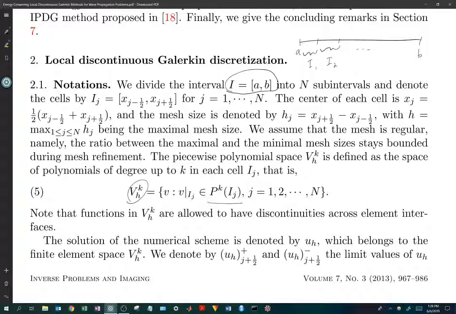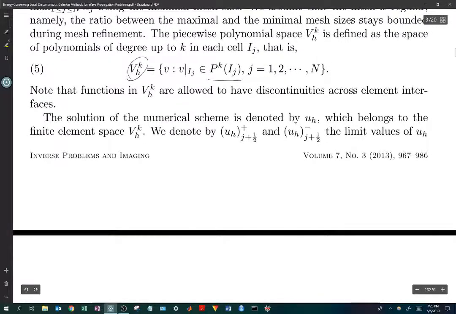So a function in VH0 might look like, if we go back to this graph that I've drawn here, one thing on I1, one thing on I2, something else on I3, something on I4, something on I5, etc., etc. And so you've basically just glued all these polynomial spaces together. Okay, so that's what we do.